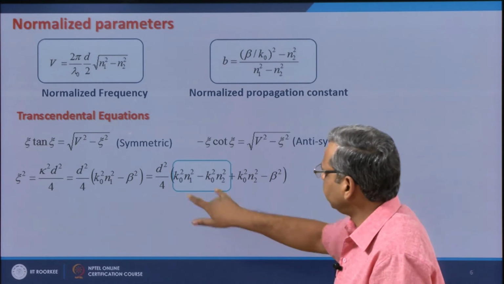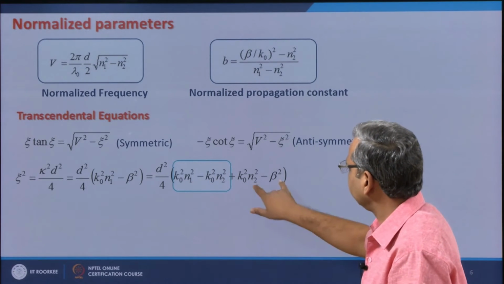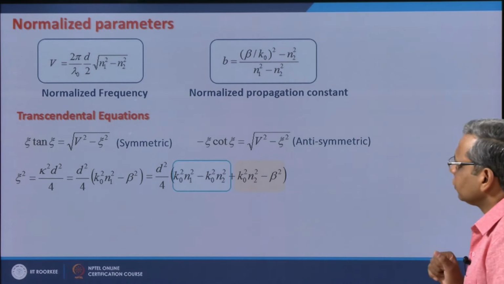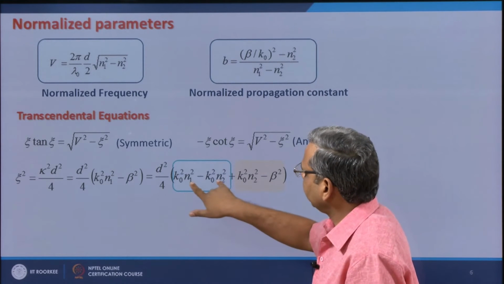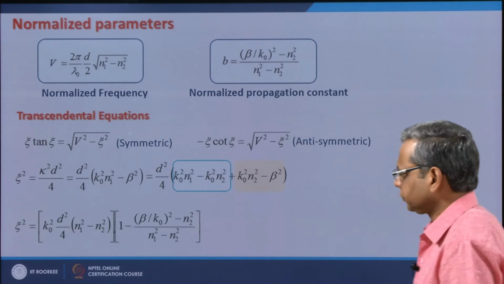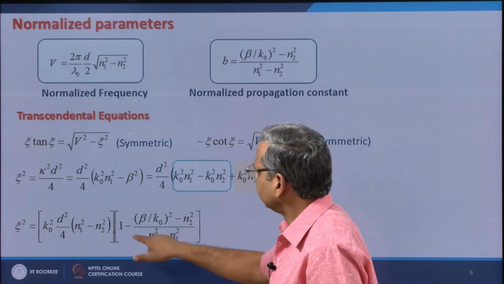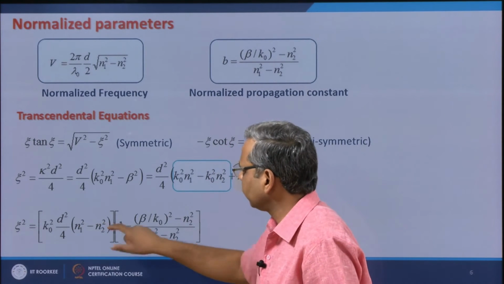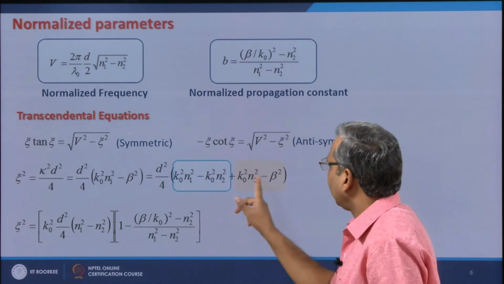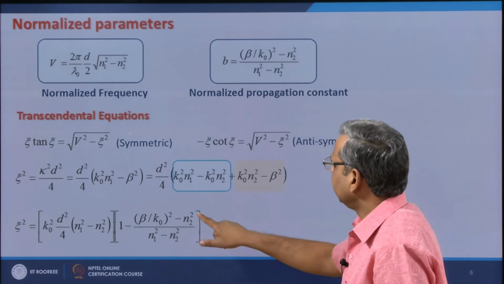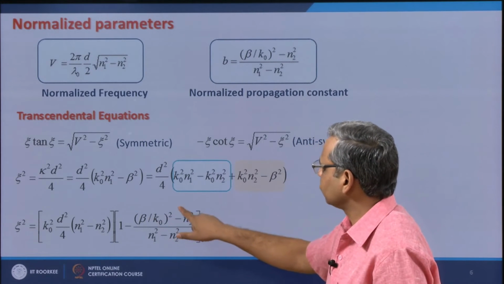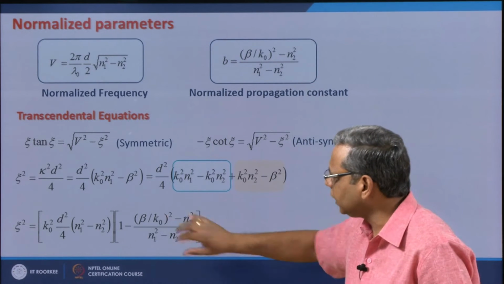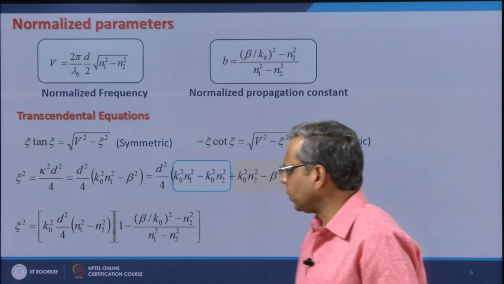If I group these two terms and also take this term outside, why am I doing so? Because I can immediately identify that if I club this term with this, I get V square. So, this becomes xi square is equal to k naught square d square by 4 times n1 square minus n2 square times 1, and from here I take minus outside and I write it down as beta over k naught square minus n2 square divided by n1 square minus n2 square. So, this is nothing but B, and this is V square.